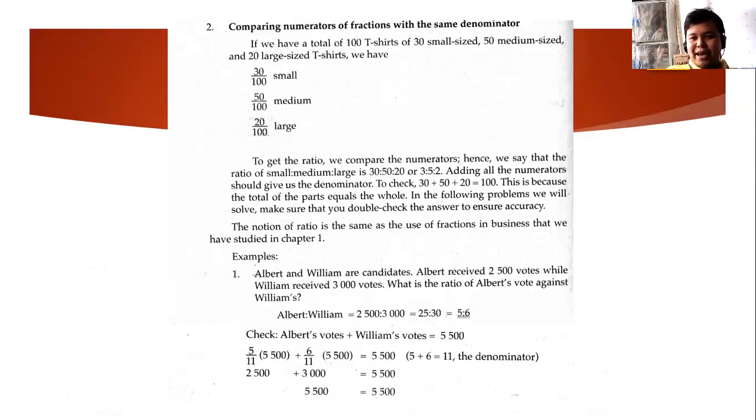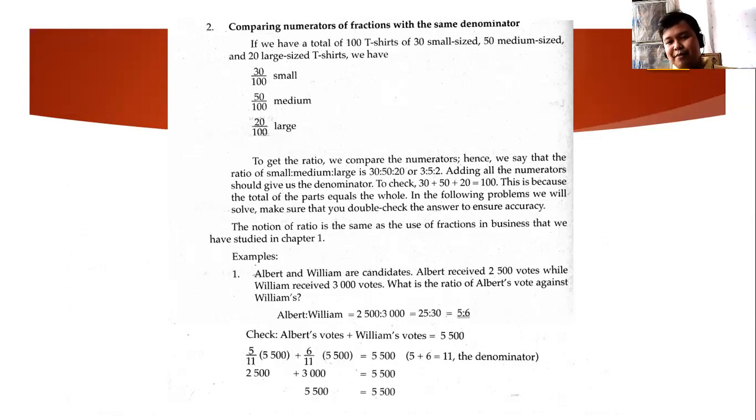So, comparing numerators of fractions with the same denominator. If you have a total of 100 t-shirts, 30 of which are small, 50 medium, and 20 large, we have 30 over 100 for small, 50 over 100 for medium, and 20 over 100 for large.